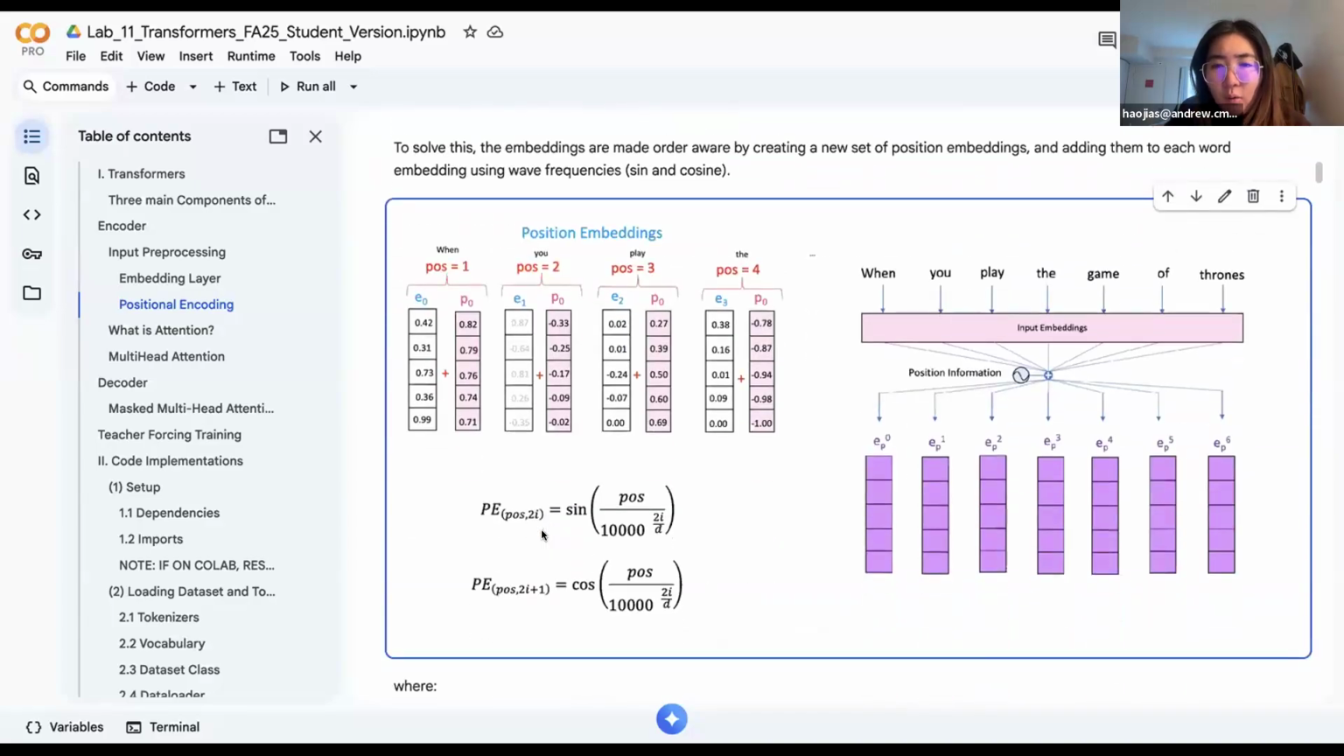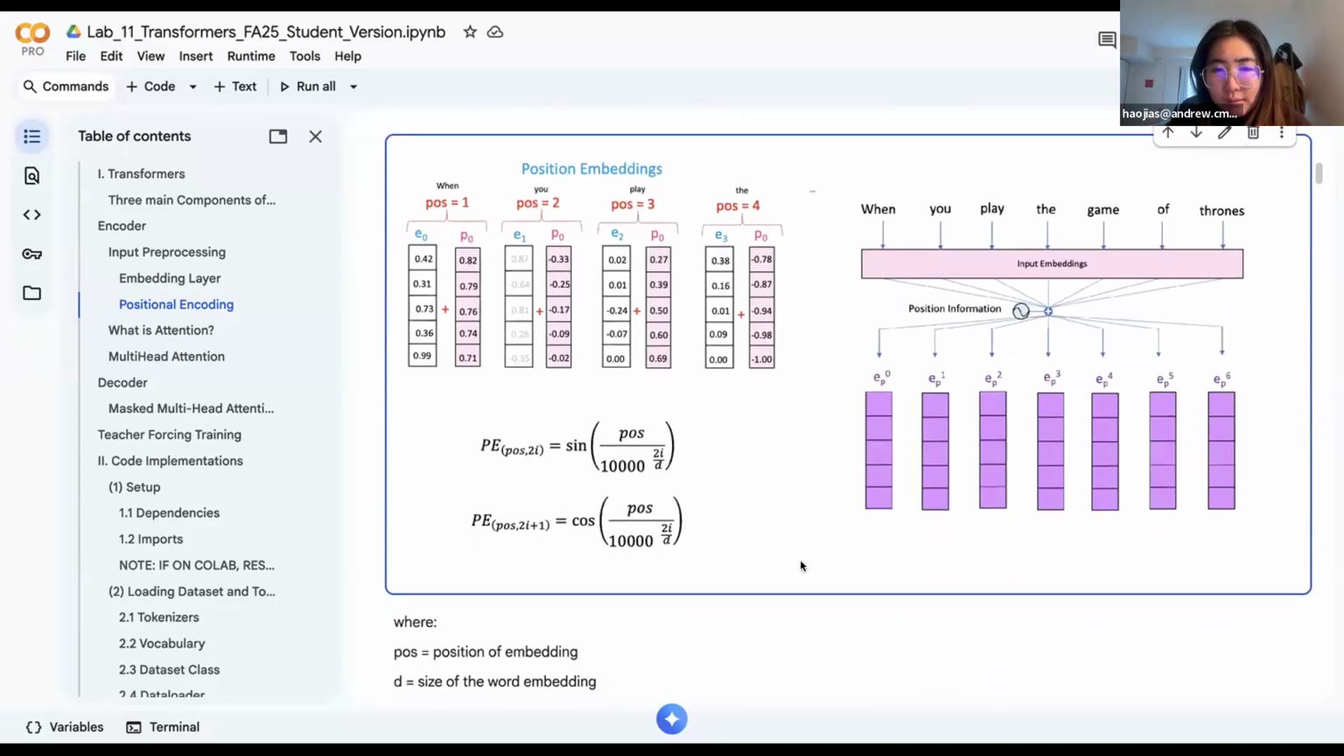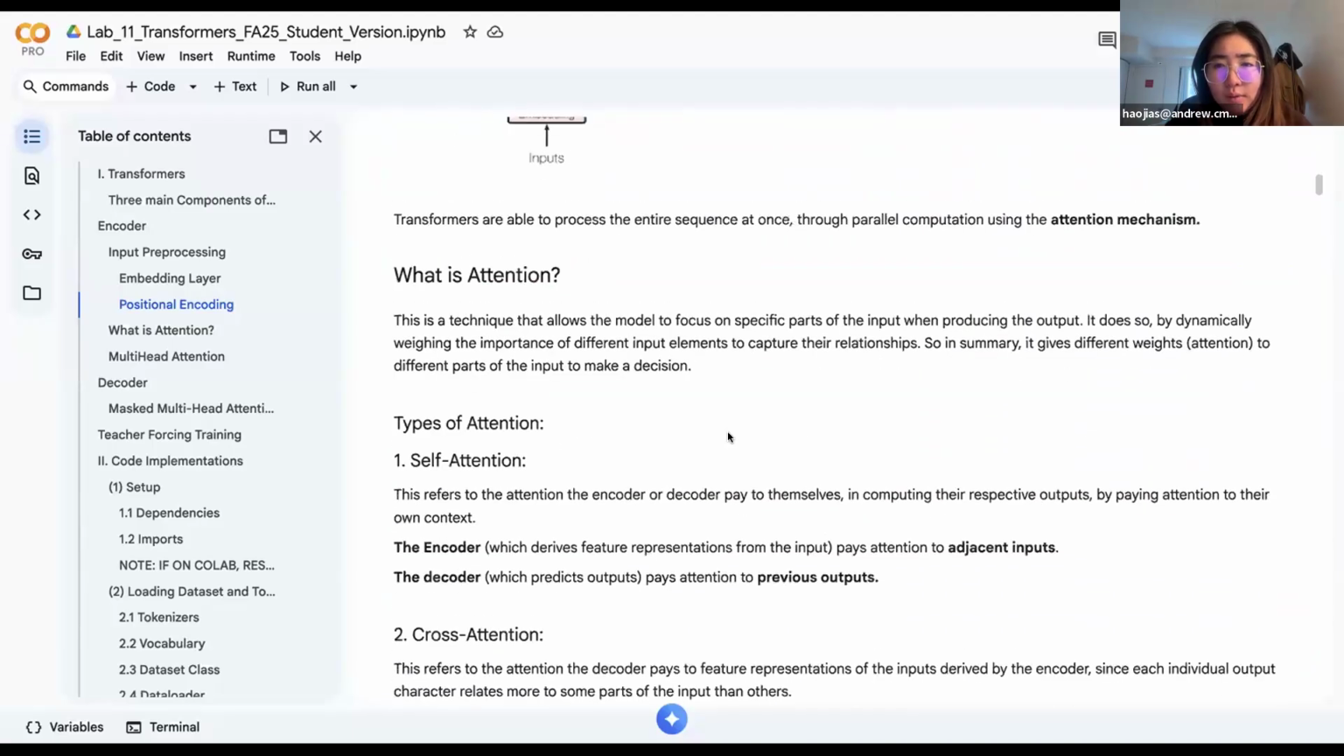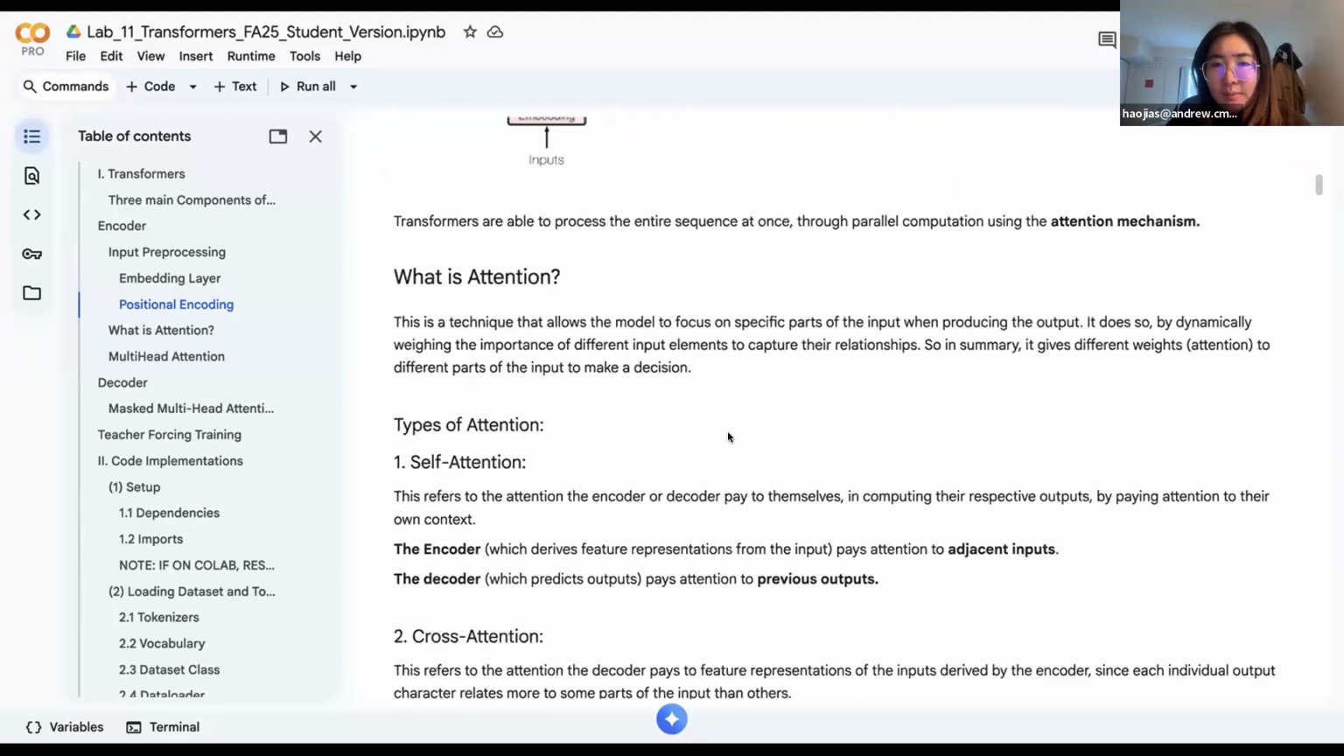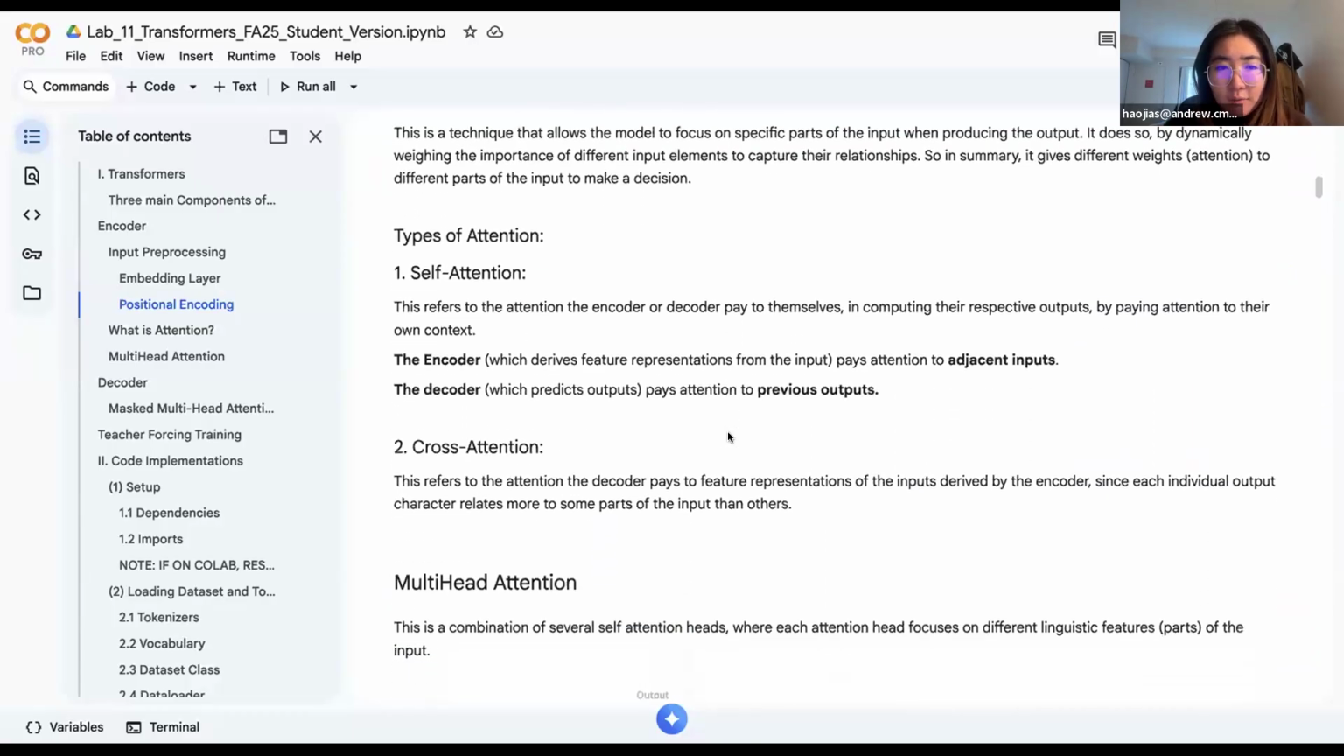So after we get the whole input embeddings, that is the tokenized token vectors as well as the position embeddings, then we will go into the attention layer. Firstly, we want to know what is attention? Attention is basically the relationship among the different tokens in the input. There are several types of attention. The first one is called self-attention.